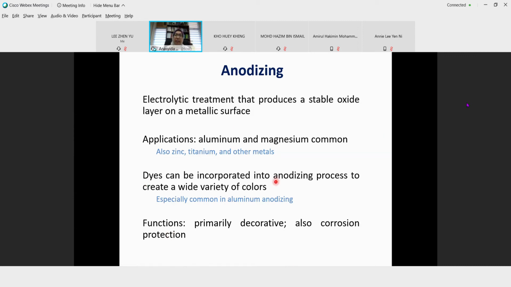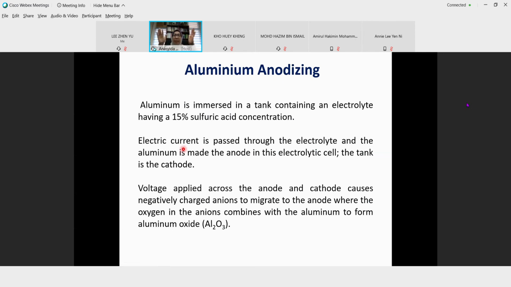So the reason is mostly for corrosion protection and also the aesthetic value for decorative purposes. All right, so for aluminium, there will be a solution that contains acid, and the tank will act as a cathode, and the part that is going to be coated, which is aluminium, will act as the anode. In the solution, we will have the anion and cation. In this case, H plus becomes the cation, and SO4 2 negative becomes the anion.